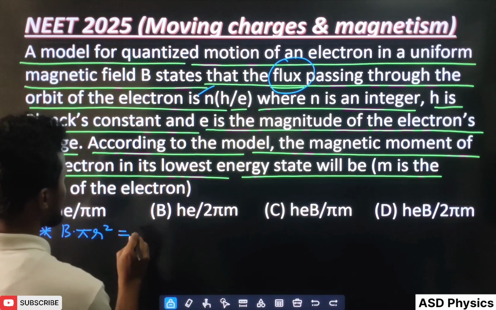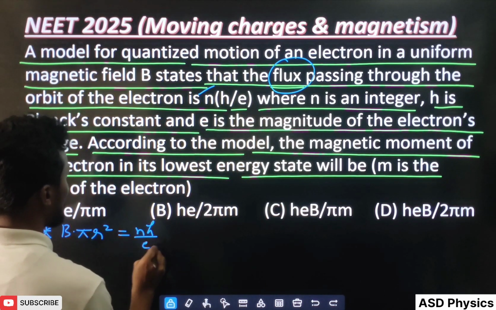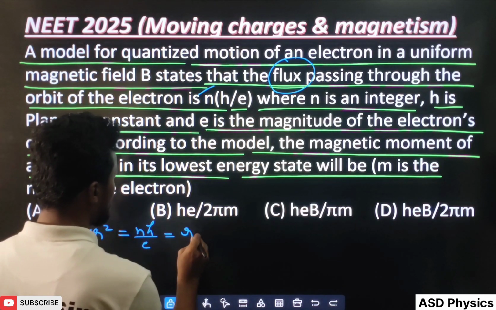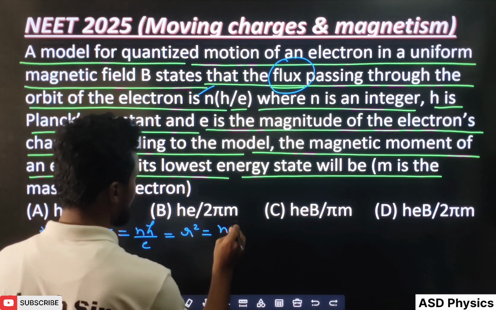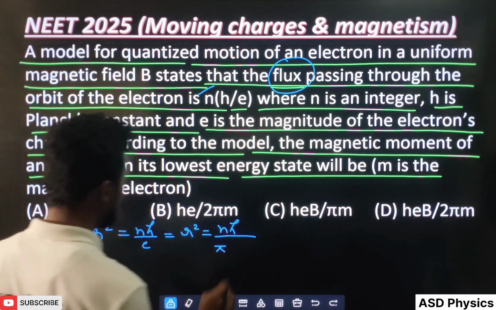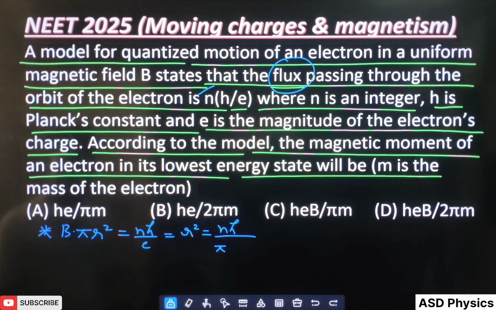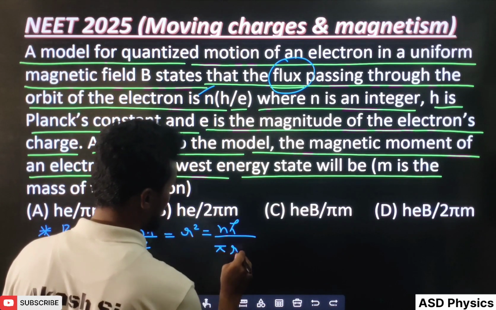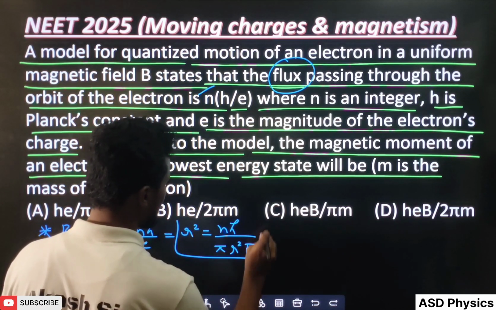How much have they given here? Kindly see here, nh by e. So B pi r square equals nh by e, so what will r square become here? R square will become nh by pi B e. This is the thing that is given.